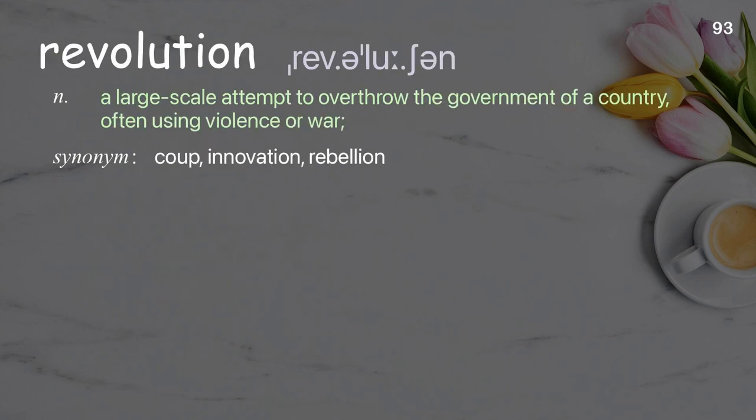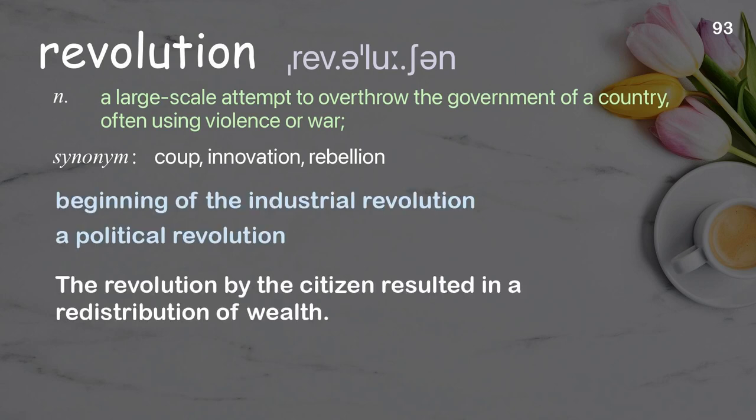Revolution: a large-scale attempt to overthrow the government of a country, often using violence or war. Examples: Beginning of the Industrial Revolution. A political revolution. The revolution by the citizen resulted in a redistribution of wealth.